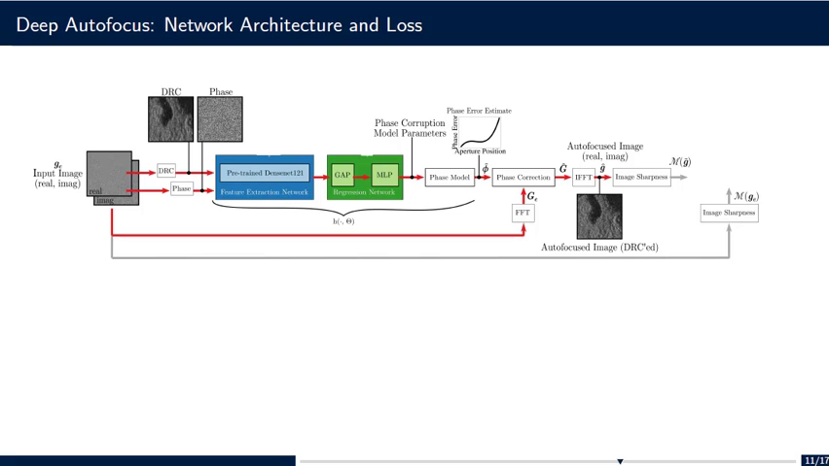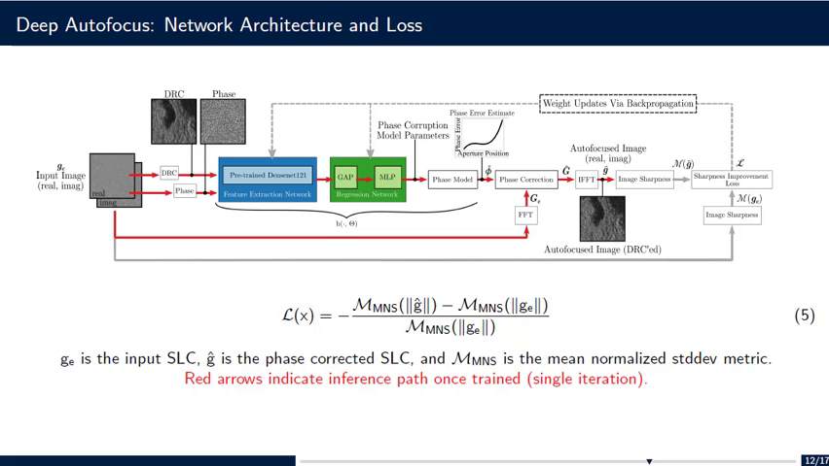Next, we prepare to compute our loss function, which we optimize during our network training. And we do this by measuring the image sharpness of the input image and the autofocused image. We then compute the loss function, which is a relative sharpness improvement loss that we define here. This loss seeks to make the autofocused image G hat sharper than the input image G sub E. The loss is then backpropagated through the network and the weights are updated.